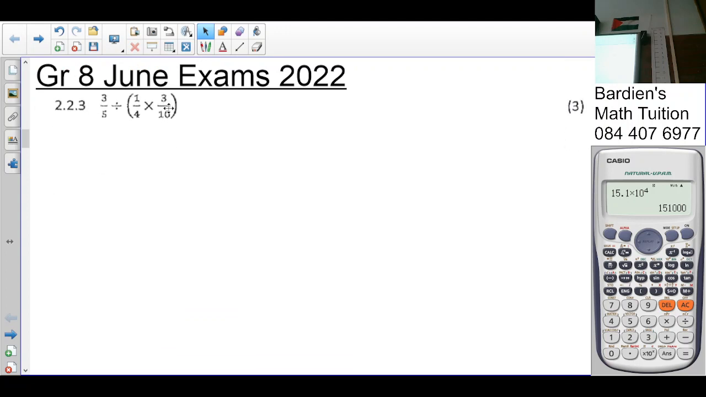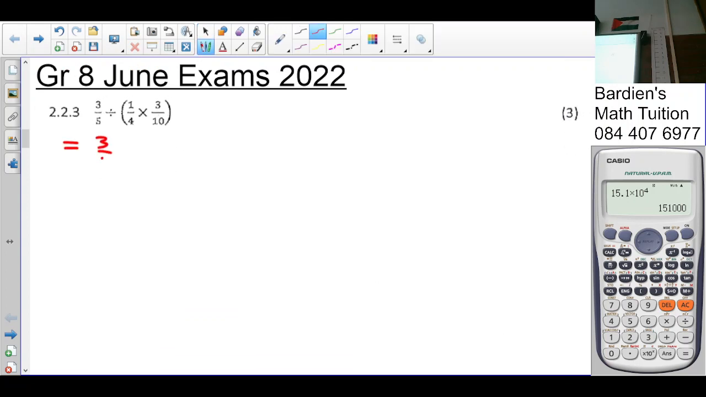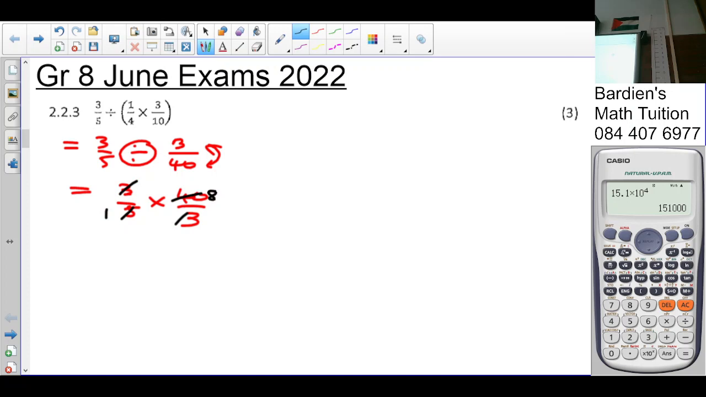The next one, let's do the brackets first. So it's 3 over 5 divided by. Nothing can cancel here, so it's going to be a straight multiplication. It's 3 over 40. Change that to multiplication, tumble and times. So it's 3 over 5 multiplied by 40 over 3. The 3's of course cancel. 5 goes into 5 once, 5 goes into 40 eight times. So it's 8 over 1, which is 8.